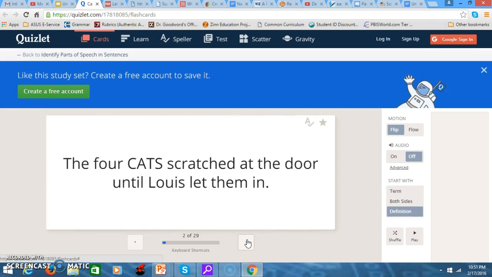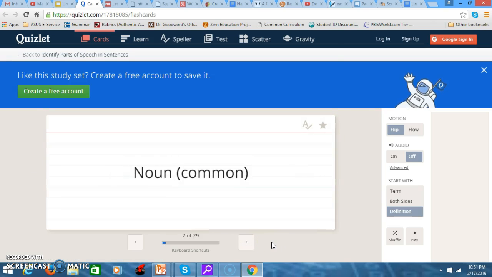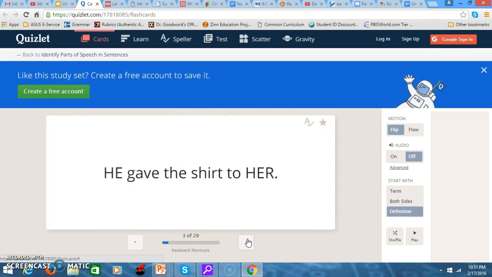Next. Cats. Cats are a noun as well, a common noun. Good. Next. He and her are both in all caps. What kind of part of speech are these? They are pronouns, yes, replacing proper nouns or other nouns with a pronoun.